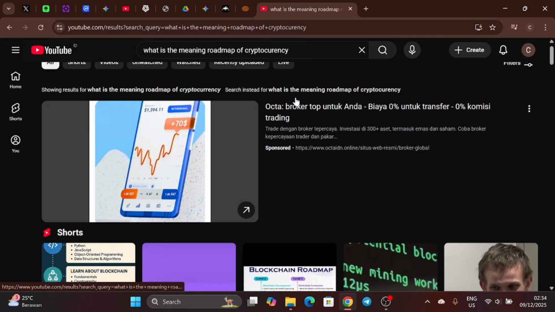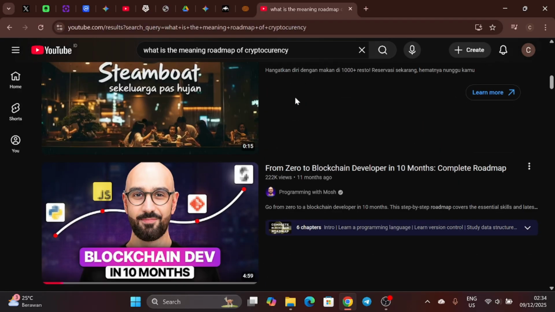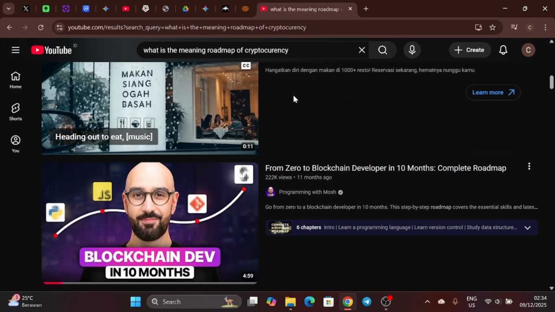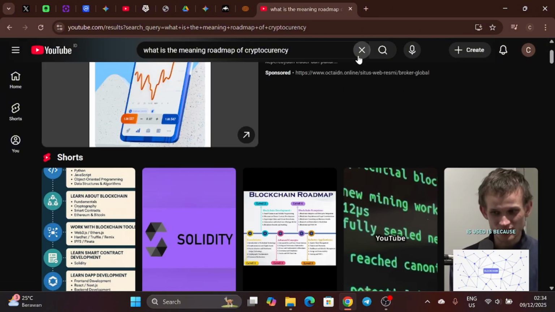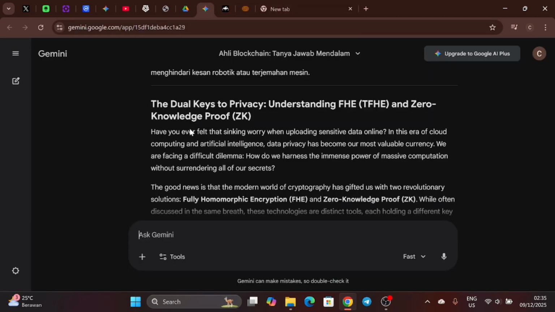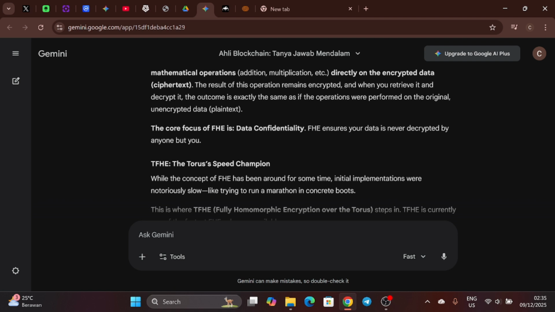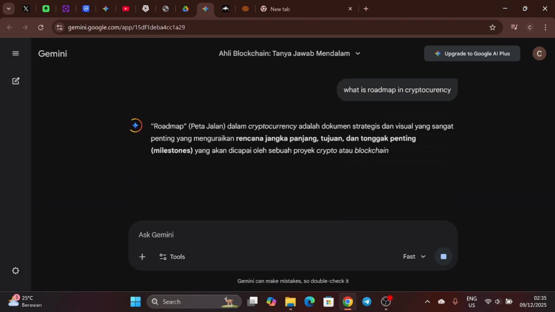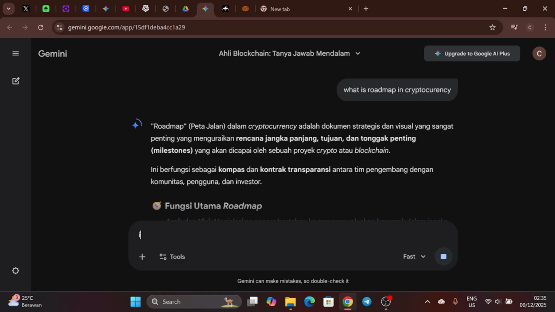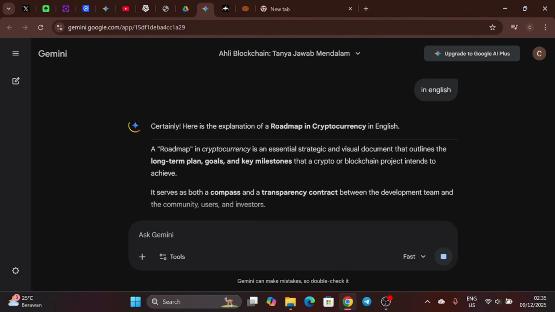Wait, roadmap. Oh, we can find here. So maybe you can ask Gemini, what is roadmap in cryptocurrency? All right, in English. Okay.